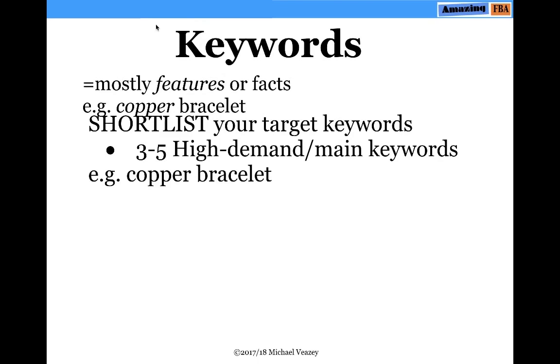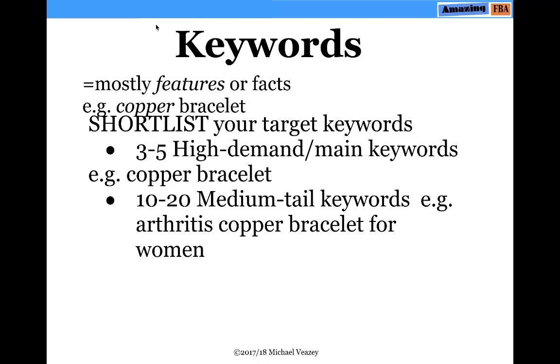For example, copper bracelet may seem to you like the most important keyword, if that's a winnable market. You're also going to have 10 to 20, or maybe a bit more, medium tail keywords. For example, arthritis copper bracelet for women. It's quite specific, and therefore there will be less search volume, but normally less competition as well, and potentially greater conversion rates. So they're worth having, but not enough in and of themselves to sustain a good product.